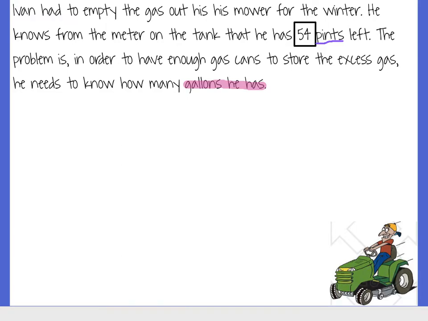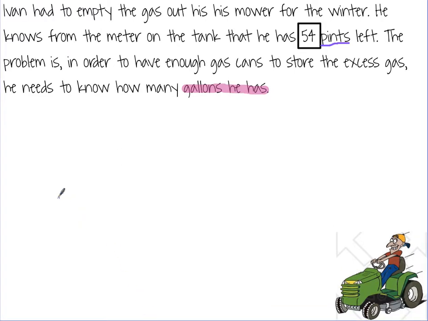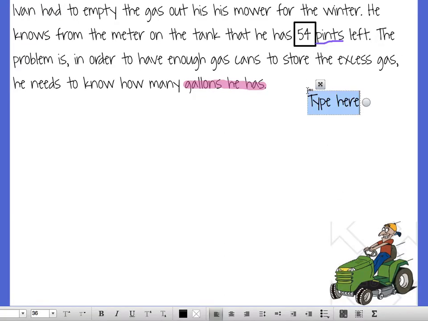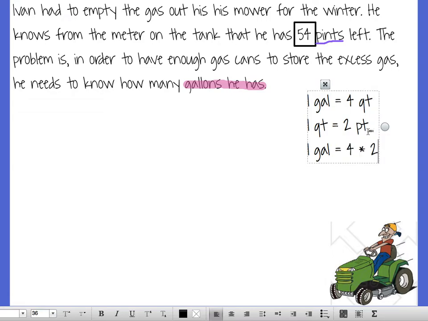Well, again, we don't necessarily have a conversion written down, but I can go off to the side here and think, okay, I know 1 gallon equals 4 quarts, and I know that 1 quart equals 2 pints. So I can say that 1 gallon is equal to those 4 quarts times the 2 pints in each of the quarts, and I know that 1 gallon then would be equal to 8 pints. Because again, inside of each of these quarts are 2 pints.